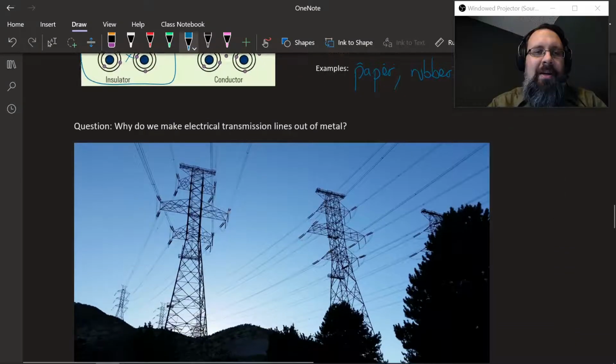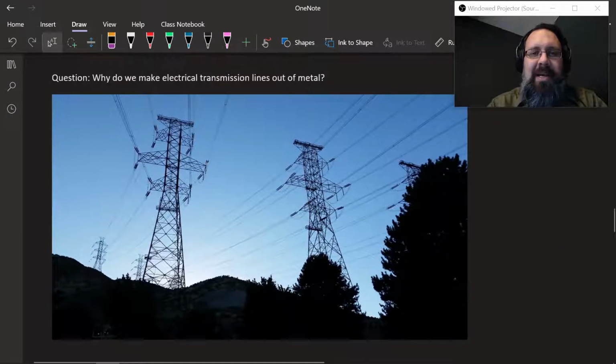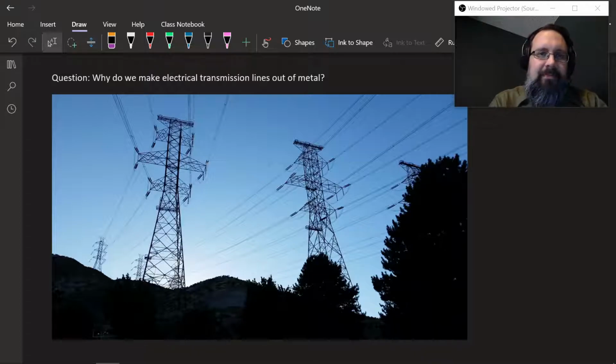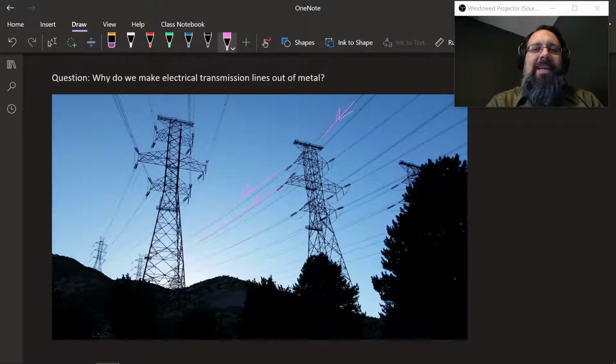So here's the question. Why do we make electrical transmission lines out of metal? You got it. So that electricity can flow through them. If we're going to send electricity across many, many miles of distance, you need a material that really allows that charge to flow through it easily. So you would not make wires out of wood. That would not work. You need it to be made out of metal so that the charge can flow freely through it.